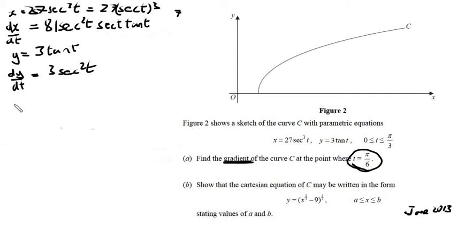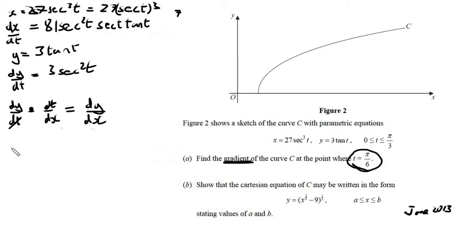Okay, so how do we find dy by dx? All we want to do is take the inverse of dx by dt and multiply it by dy by dt. So dy by dx equals dy by dt times dt by dx. I like to think of these two as cancelling each other to give us dy by dx. So let's do that.